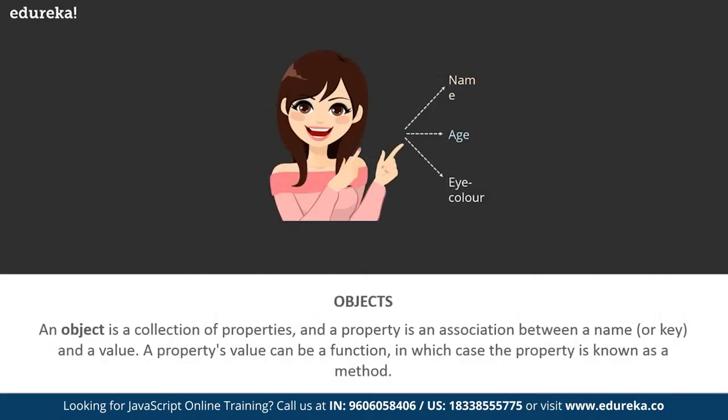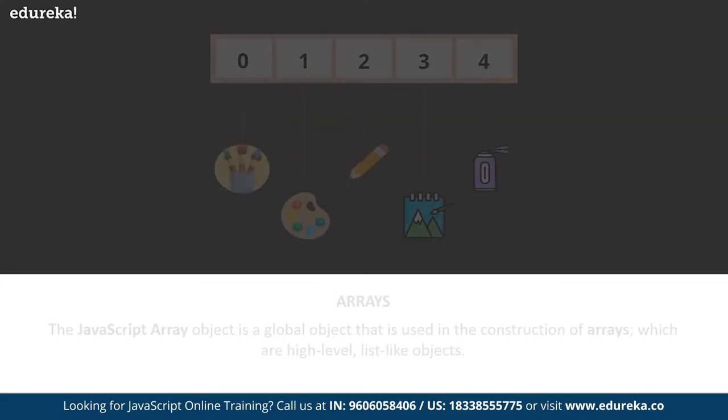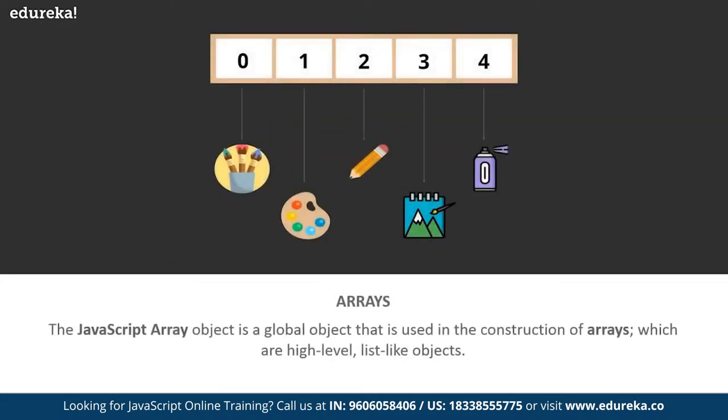So now that you have learned how to declare an object, let's move on and see what arrays are and how you can declare arrays in JavaScript. Now, the JavaScript array object is basically a global object that is used in the construction of arrays, which are high-level list-like objects. So in case you have a list of products in a shopping cart, or a list of colors, or a list of items that are used in order to make a painting, you will need to declare them with the help of arrays.